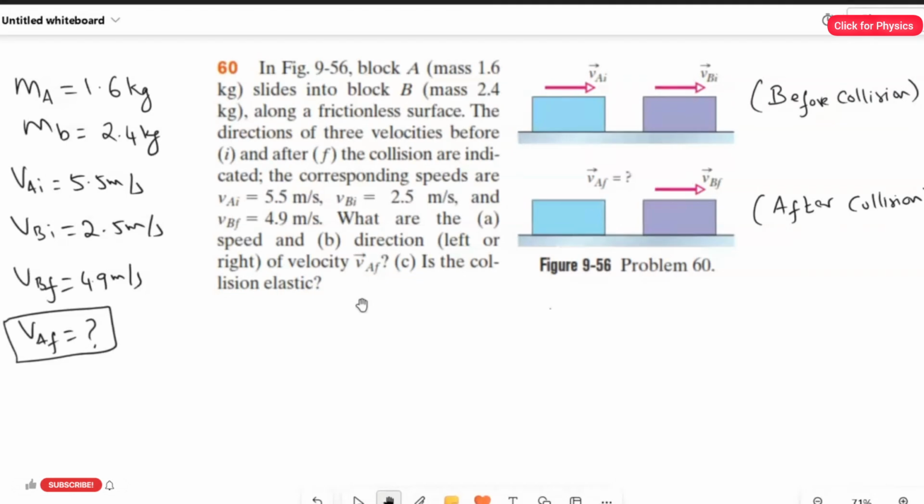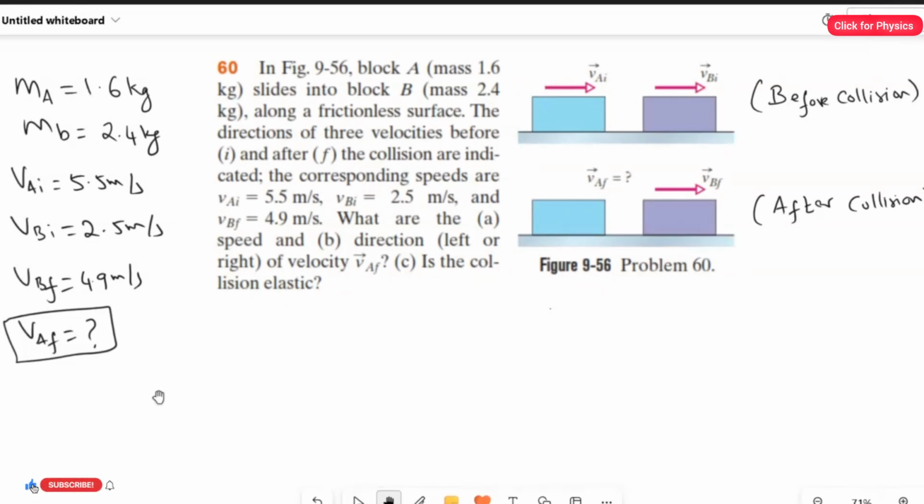And then we have to give the answer for the second part. After the collision takes place, is block A moving right-hand side or left-hand side? And then we have to answer whether this collision is elastic or inelastic. So let's answer one by one.